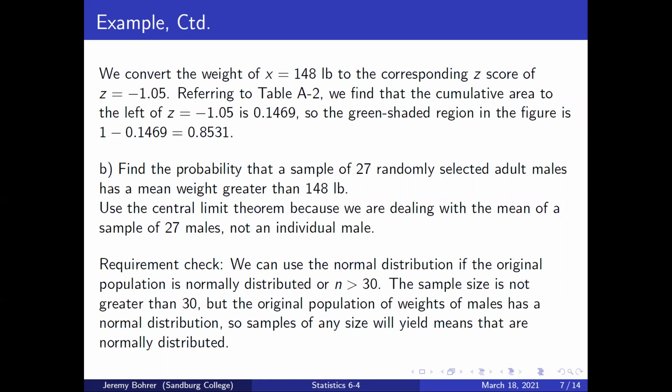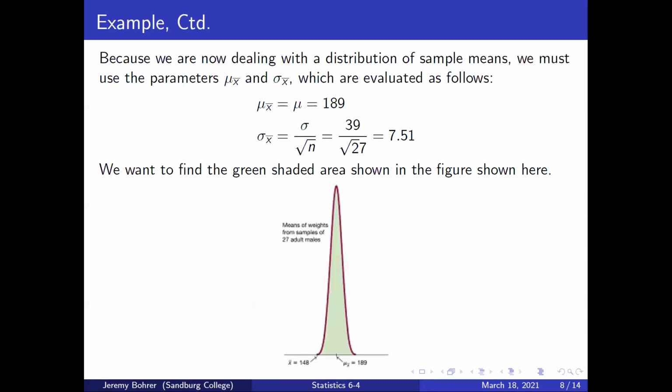B, find the probability that a sample of 27 randomly selected adult males has a mean weight greater than 148 pounds. Using the central limit theorem, because we are dealing with a mean of a sample of 27 males, not an individual male. Requirement check. We can use the normal distribution if the original population is normally distributed or n is greater than 30. The sample size is not greater than 30, but the original population of weights of males has a normal distribution. So samples of any size will yield means that are normally distributed.